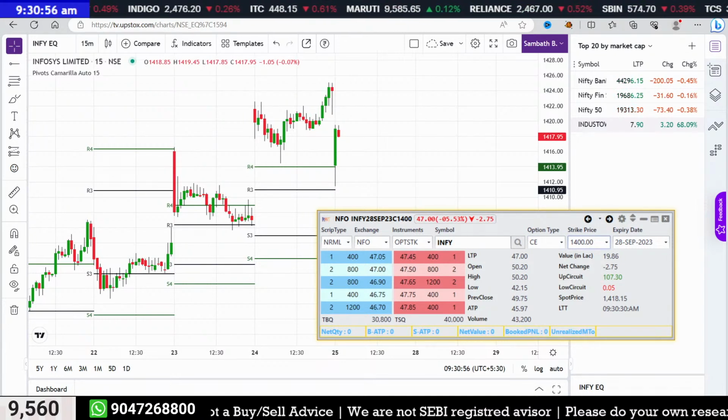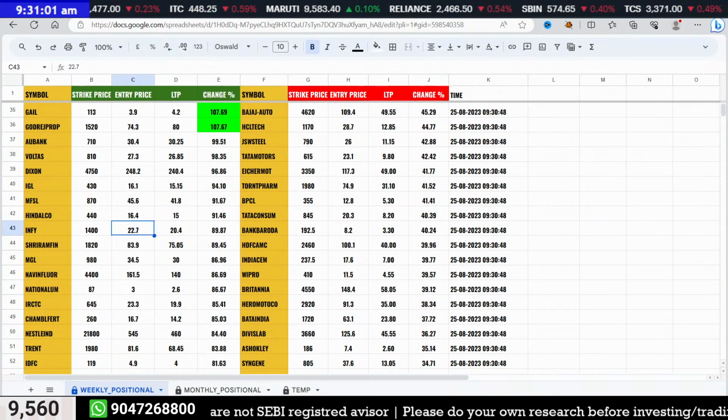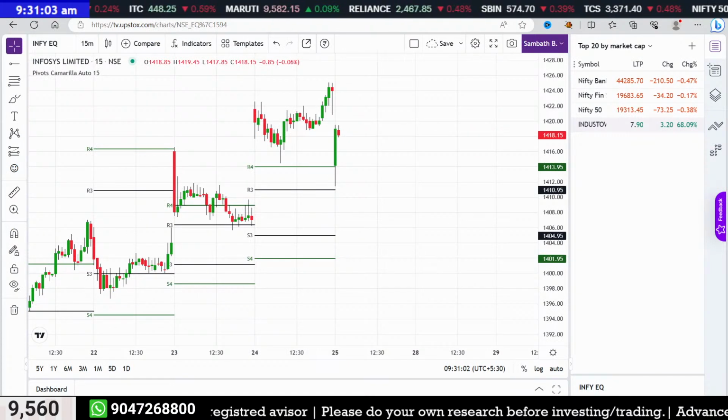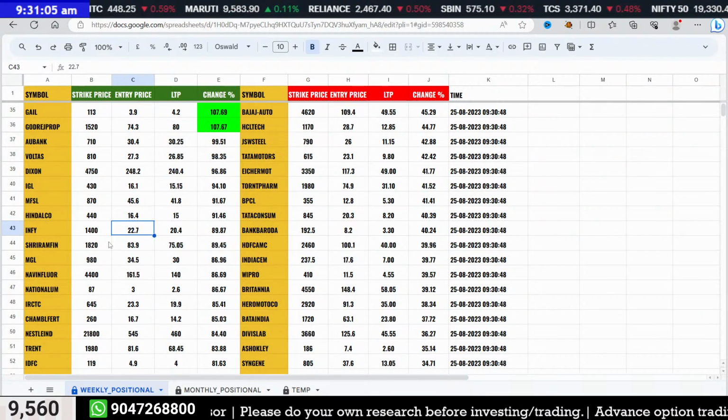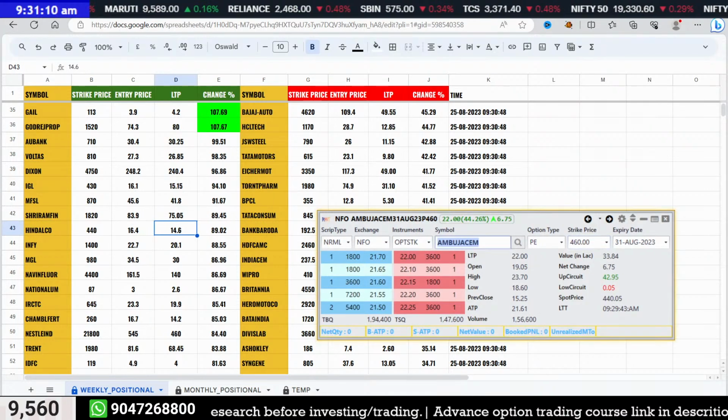What's happening here? Infosys 1400, 1422.7. What's happening here?